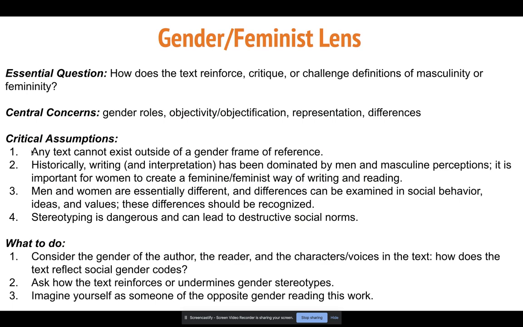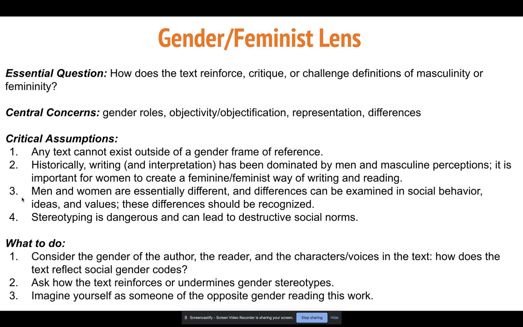Any text cannot exist outside of a gender frame of reference. Okay, so when these critical assumptions come up, what they mean is when you go into this, you must assume these four things. Okay, you're going to assume that in every single text that exists, gender can be found. Okay, you are going to assume that historically, writing has been dominated by men and masculine perceptions. If you look back at all the famous authors, most of them are men.